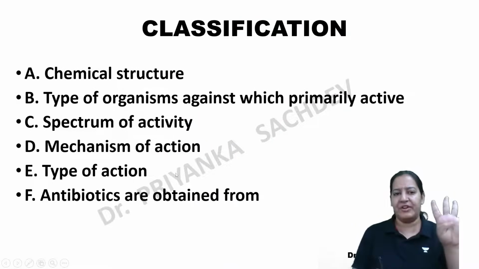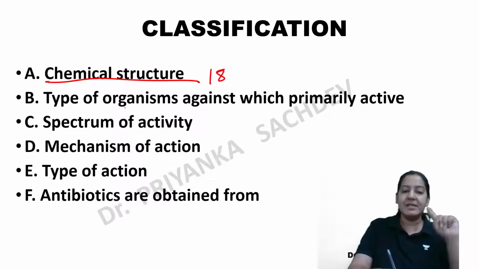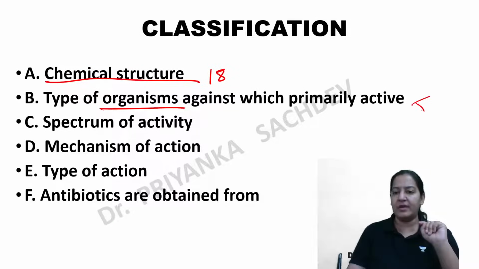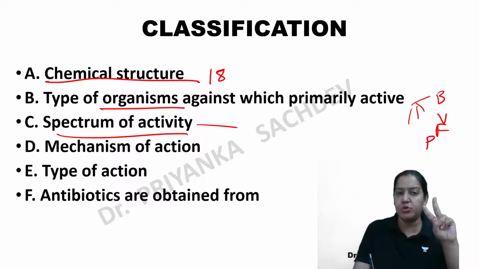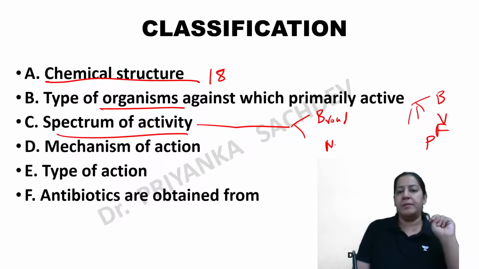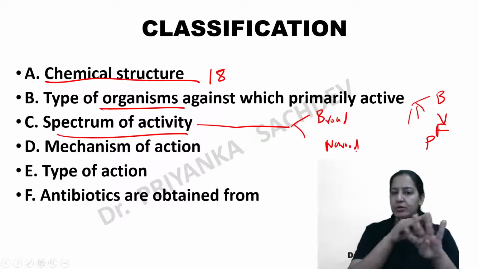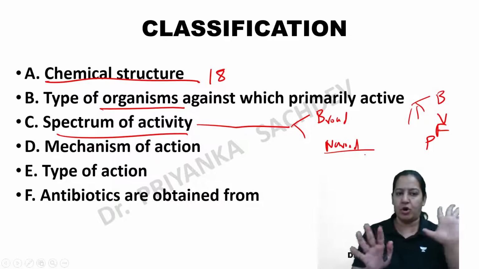So till now we have seen four classifications. Based on chemical structure, we divide the antibiotics into 18 categories. Based on the type of organism against which they are active, we divide the antibiotics into four categories: antibacterial, antiviral, antifungal, and antiprotozoal. Based on the spectrum of activity, we divide them into two categories, broad spectrum and narrow spectrum. Broad spectrum kills all four categories: gram positive cocci, gram negative cocci, gram positive bacilli, gram negative bacilli. I hope you know the bacteria inside each category. And narrow spectrum will kill only one of the categories, not all.